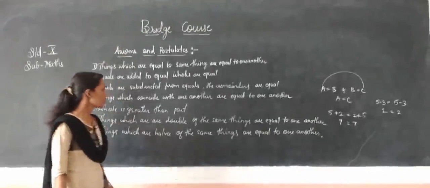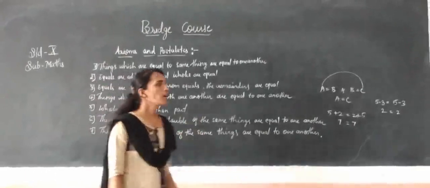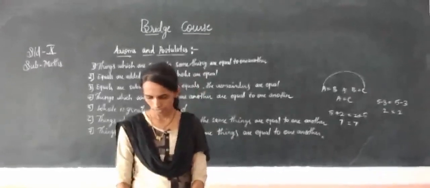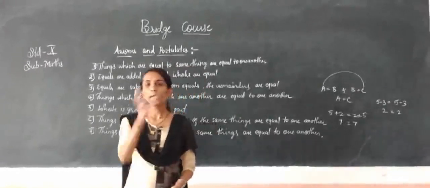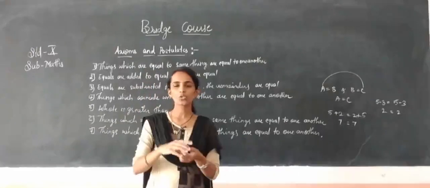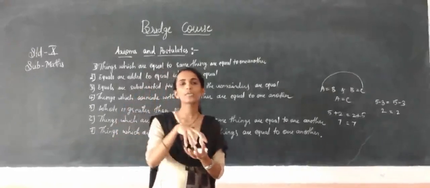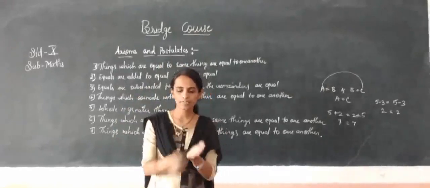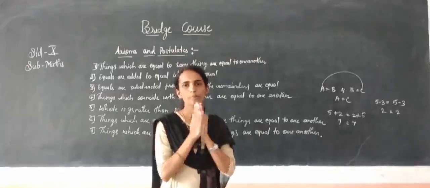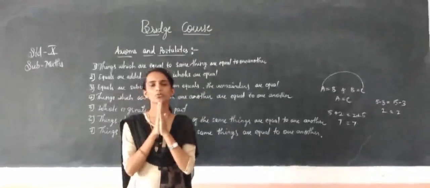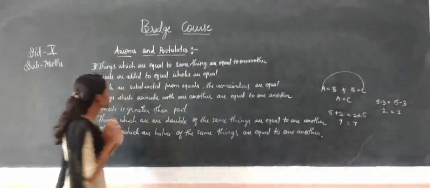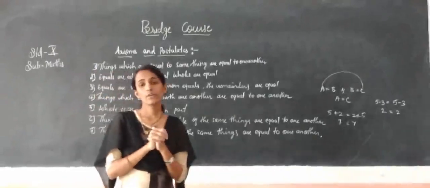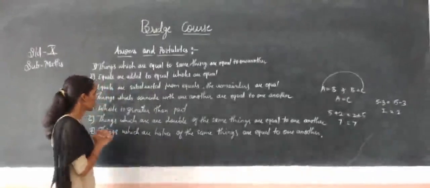Next one: things which coincide with one another are equal to one another. For example, you can take 2 bangles; if you keep one on the other, they coincide with each other, so both are equal. My 2 palms will coincide with each other, which means these two are equal. So things which coincide with one another are equal to one another.